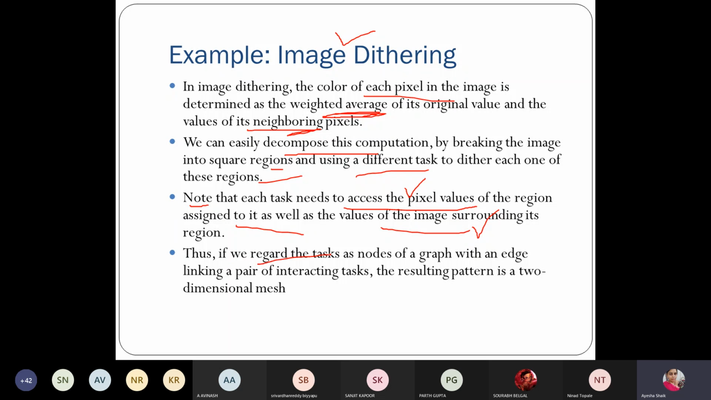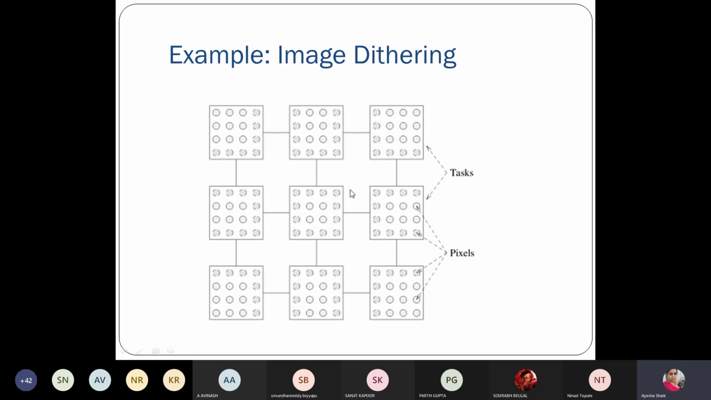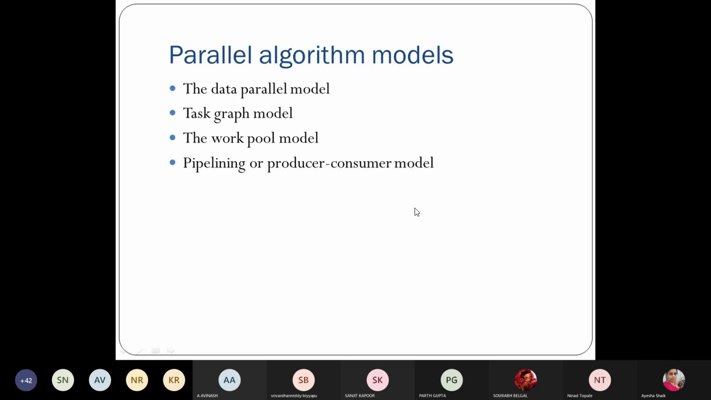Thus, we can regard the tasks as the nodes of a graph, with an edge linking a pair of interacting tasks. So the resulting pattern will be a 2D mesh. These are all the tasks, because we need the original pixel values of the region that has been assigned, and the surrounding regions also have to be considered. So this is the image dithering example, and the resulting pattern will be a 2D mesh like this.